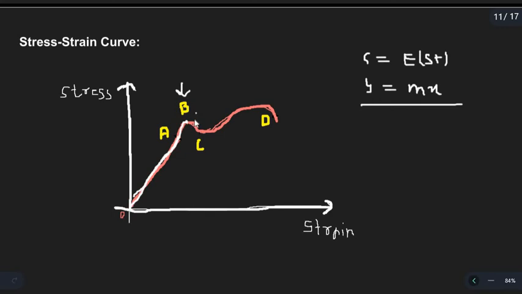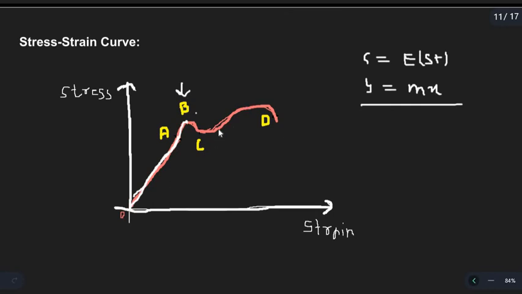Now beyond B, suppose you load further beyond B. I think you can see from the graph that for a very small increase in stress, there is a huge increase in strain. Okay, can you understand this? So beyond B, this is happening. Actually, this is called plastic flow. Okay, this is called plastic flow.